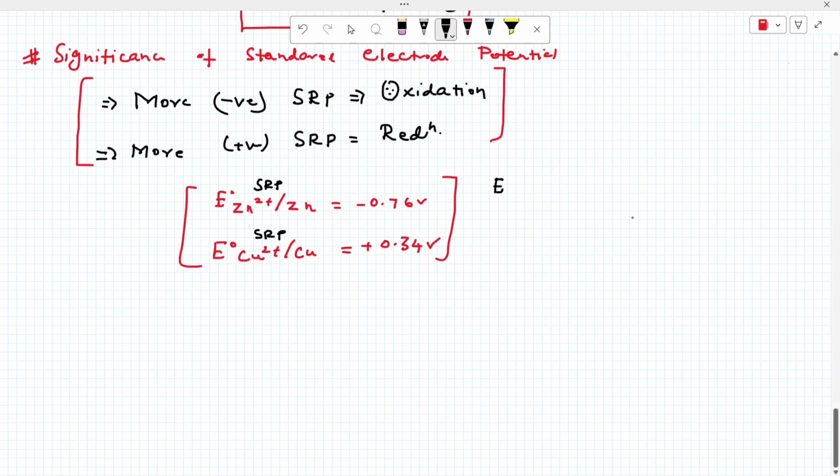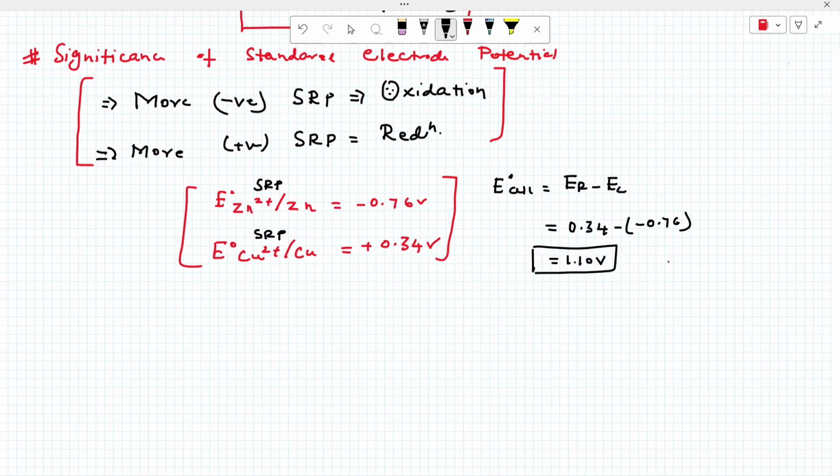What is the formula for E naught cell? E naught cell is equal to ER minus EL. What is the ER value, the reduction value? 0.34. The oxidation value is minus 0.76. Now what is the answer? The answer is 1.10 volt. So the galvanic cell can generate a potential of 1.10 volt. Do you understand how we found it?